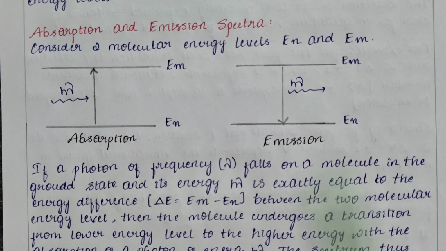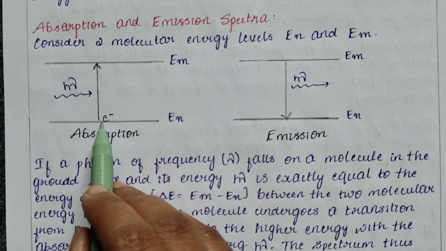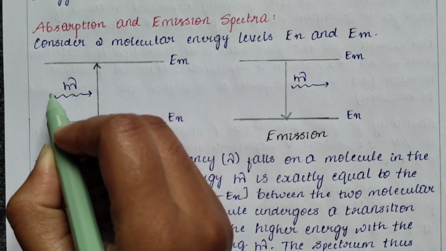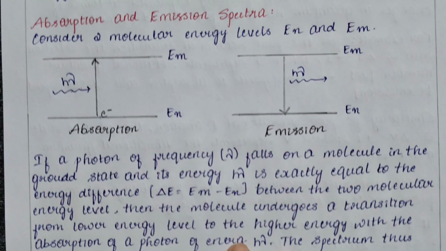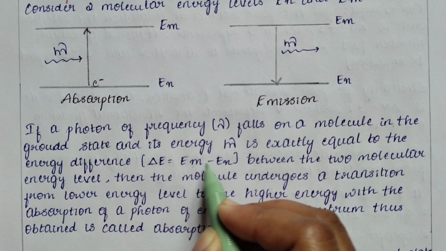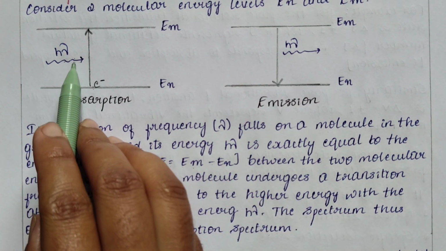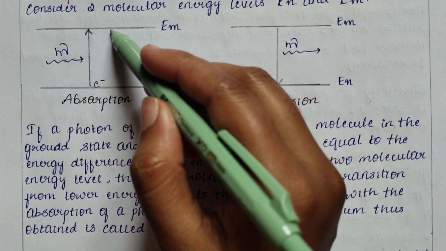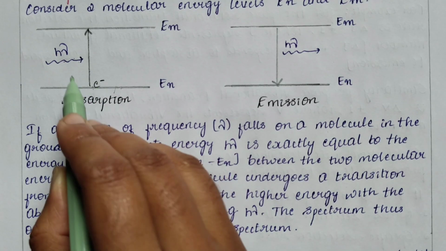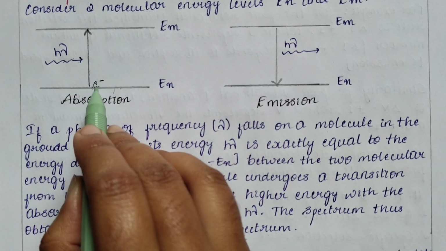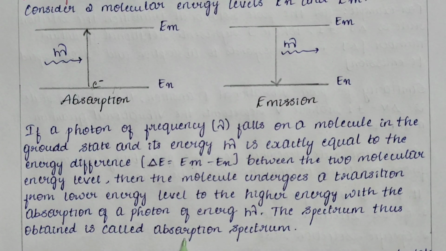Here, if we consider an electron and there is a radiation incident on this electron, and the frequency of this incident radiation matches the energy difference between these two levels, here mentioned as delta E equal to Em minus En. So the energy or the frequency of the incident radiation should be equal to the energy difference between these two energy levels. Only then will this electron absorb a photon and get excited to the excited state from its ground state. And the spectrum obtained from this transition is called the absorption spectrum.